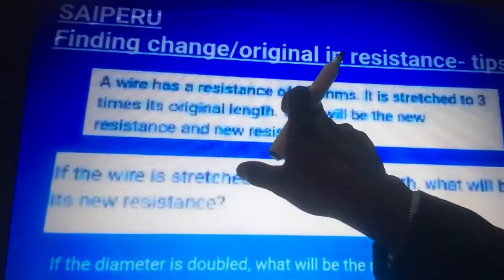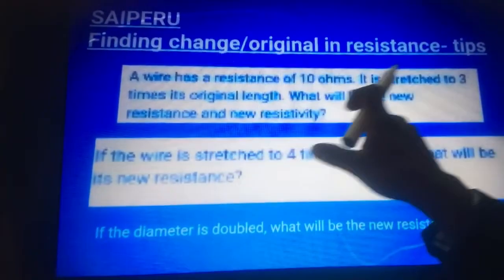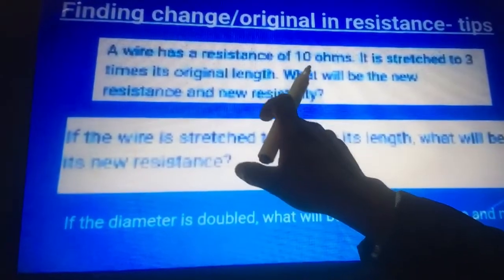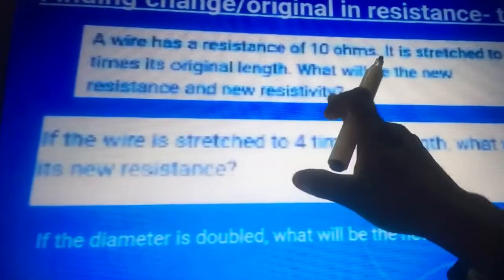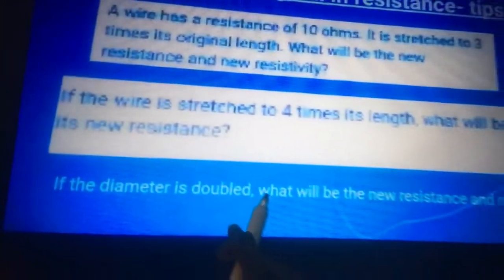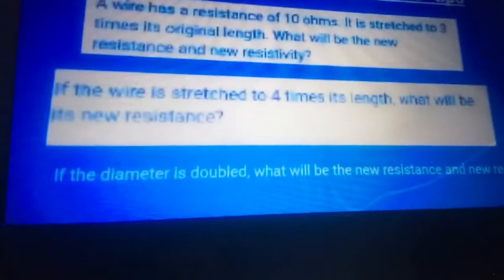In this, the original resistance is 10 ohm. It is stretched to 3 times the original length. What will be the new resistance and new resistivity? Remember, I already told you the resistivity will not change. If the wire is stretched 4 times, what will be the new resistance? If the diameter is doubled, what will be the new resistance and new resistivity? You can post the answers as a comment.